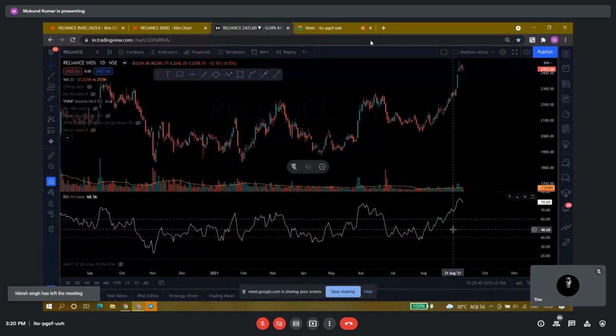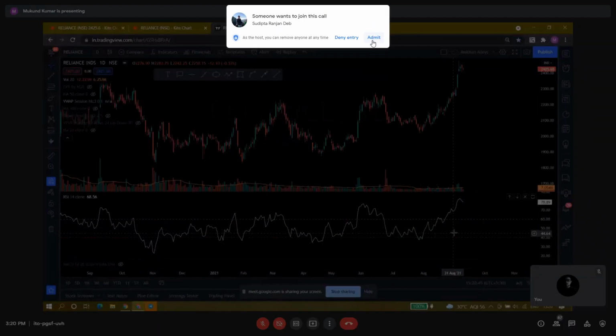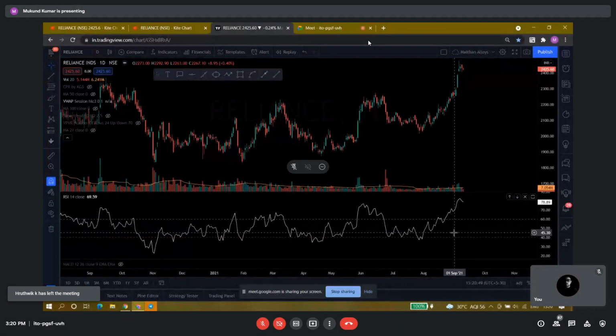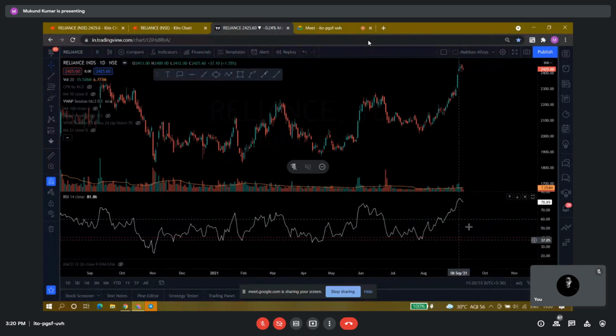where this 60 level is acting as a resistance and where this 40 level is acting as a resistance. All these we will see and we will understand the logic behind this and the things that we can obviously conclude from these setups happening in this market.